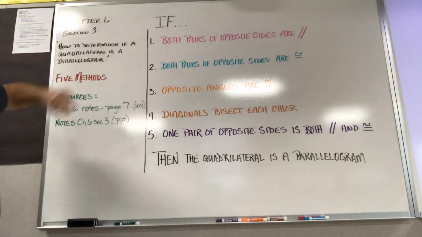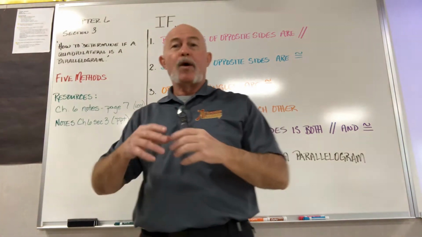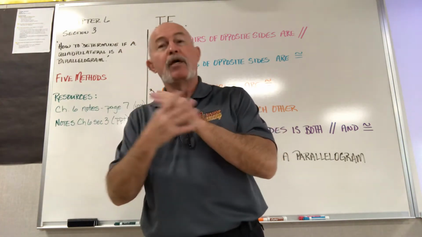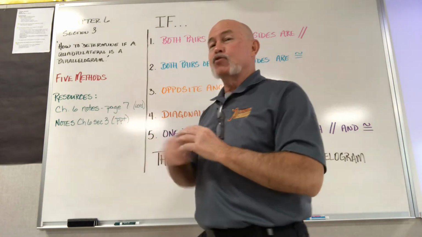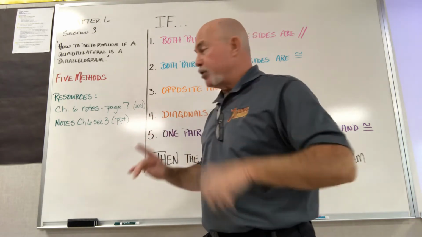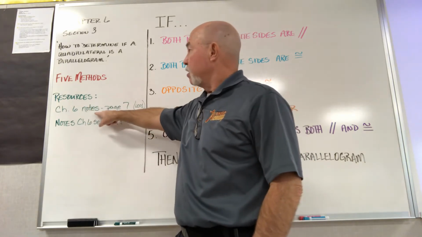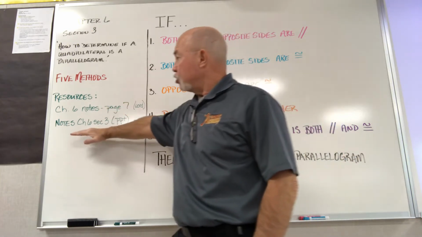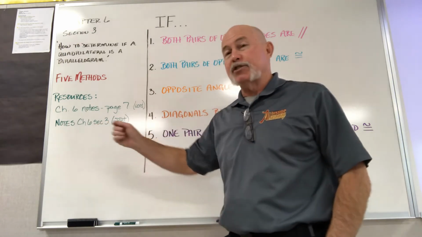Chapter 6, section 3. This one we're going to see if we can determine whether a generic quadrilateral, a four-sided figure, is indeed a parallelogram. There are 5 methods we can use to prove whether they are or not. These 5 methods are listed on your chapter 6 notes, page 7. Also, your notes, the PowerPoint, chapter 6, section 3.